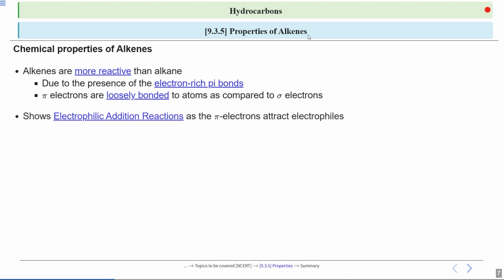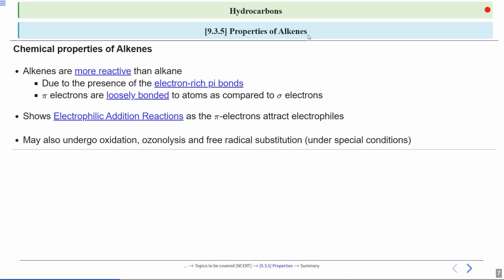Got it? Now they show electrophilic addition reaction due to this pi electron. So you know it, if they are electron rich, means they will attract electron loving species towards them. And as a result of this attraction, they show electrophilic addition reaction. Apart from this electrophilic addition reaction, they may also undergo some other specific reactions like oxidation, which is basically, I would say, the increase in oxidation number.